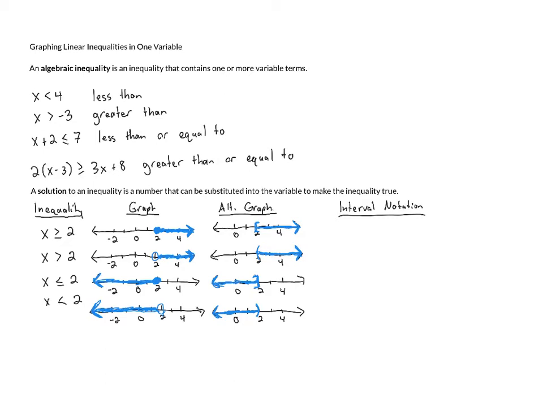Now, we have our graphs for all four types of inequalities: greater than or equal to, greater than, less than or equal to, or less than. If it's greater than, we're shading to the right. If it's less than, we're shading to the left. If it's allowed to be equal to, we're using closed circles or brackets. And if it's not allowed to be equal, we use open circles and parentheses. That is an overview of how we do the graphs. We've got one more thing to do.